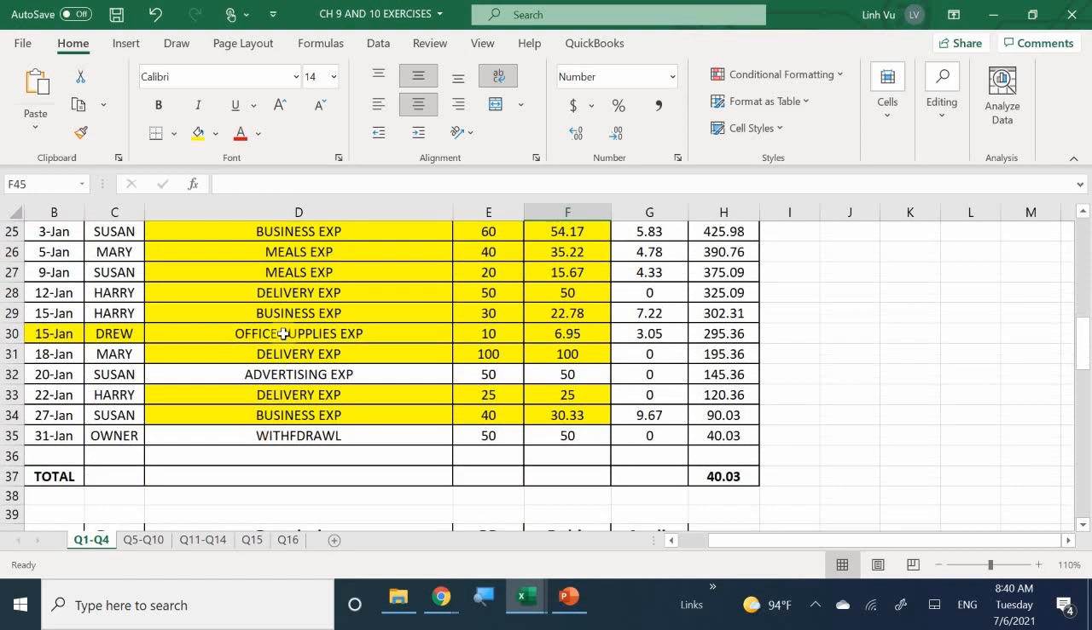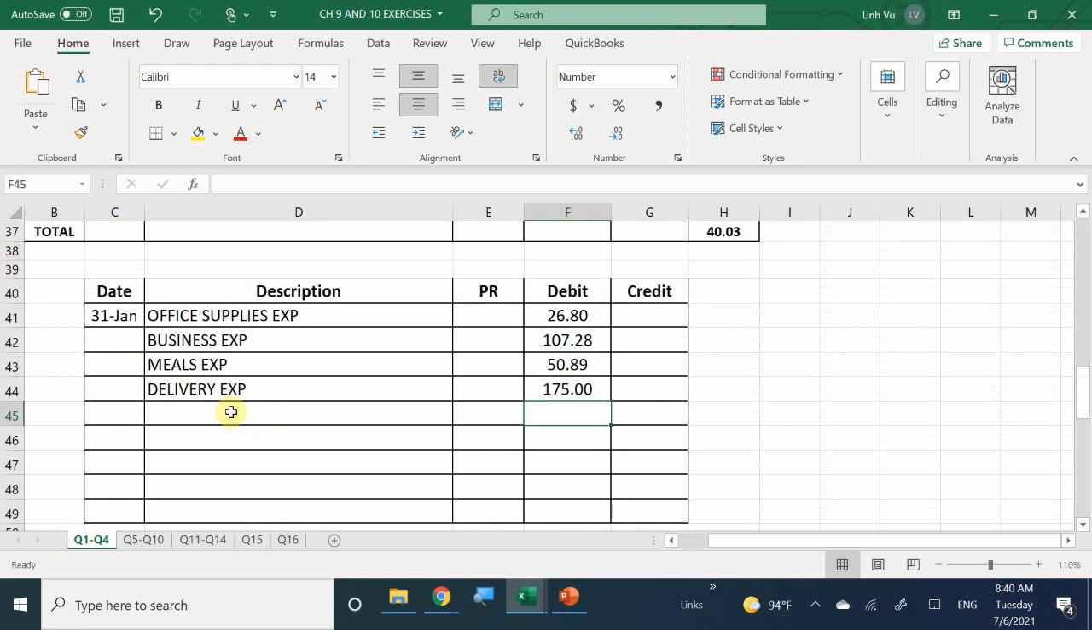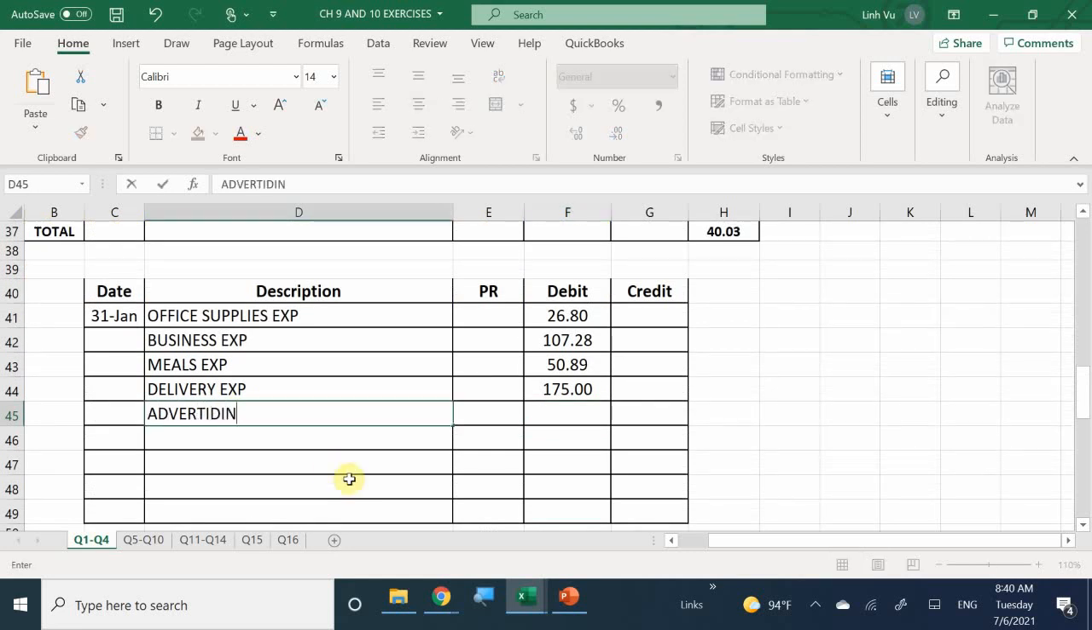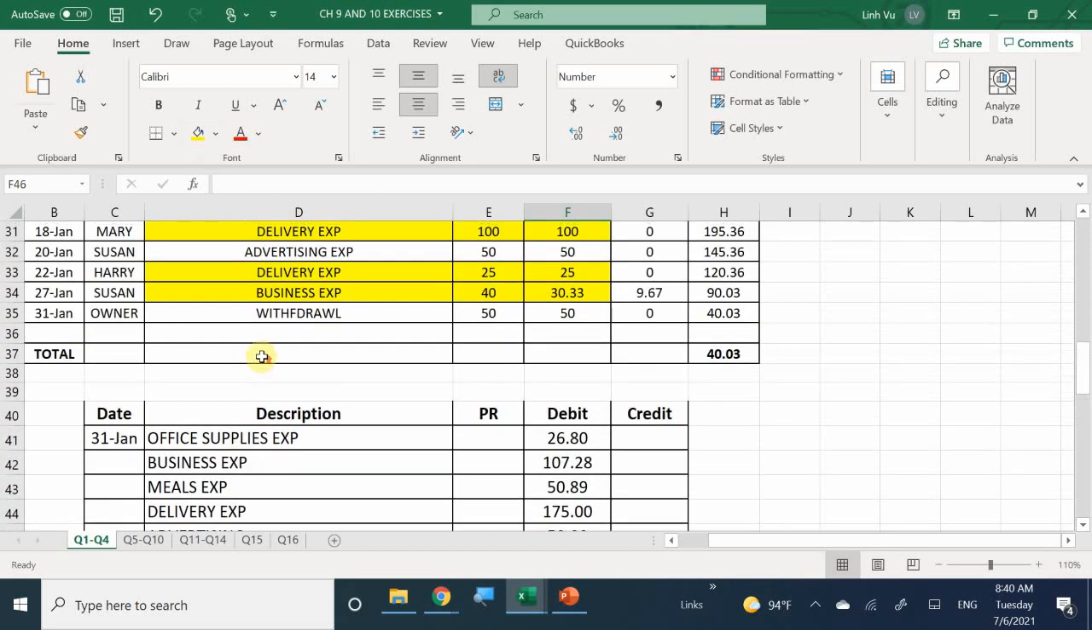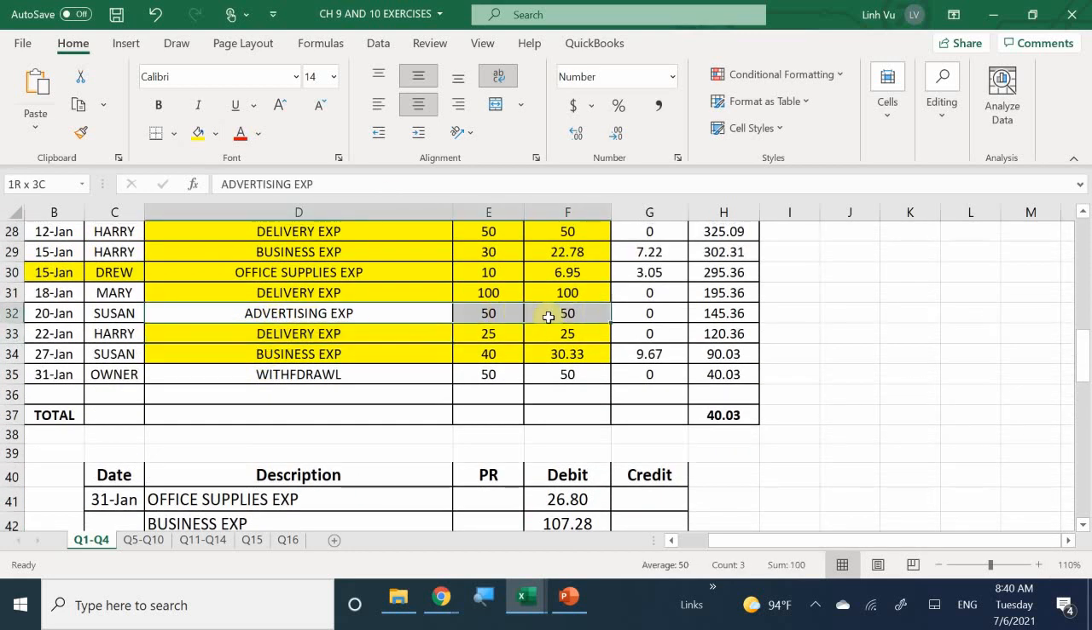What else is on here? What's another expense here? Advertising. All right, how much is advertising? For $50. Okay.